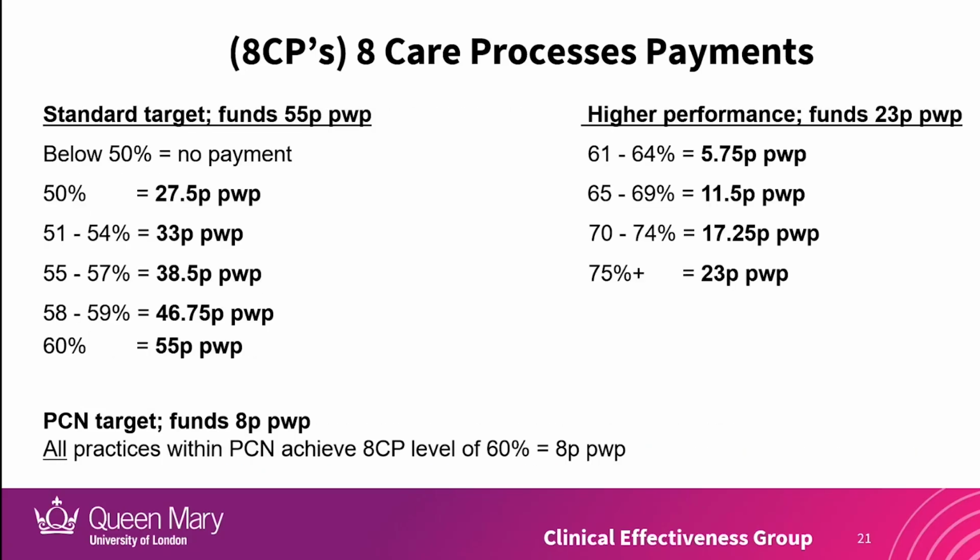So for the 8 care processes payments, these haven't changed. You have your standard target, which is up to 60%. You can receive 55p per weighted patient. You also have your higher performance target, which you can reach to 75 and receive an extra £23 per weighted patient. But please do remember, for this one, you also have your PCN target, which is a minimum of 60%, which is an extra 8p per weighted patient.